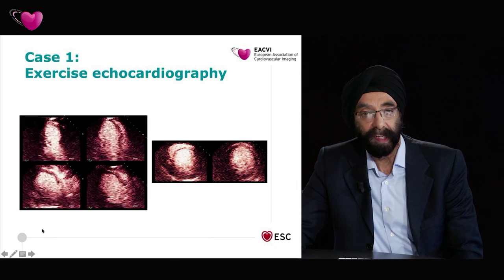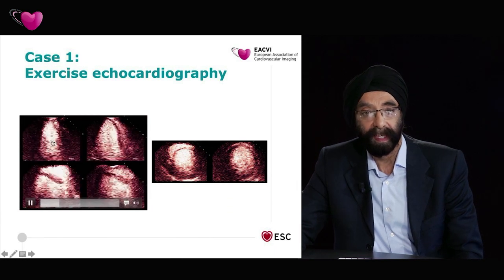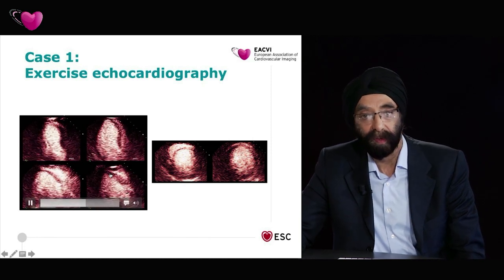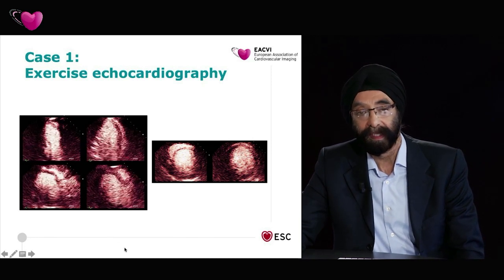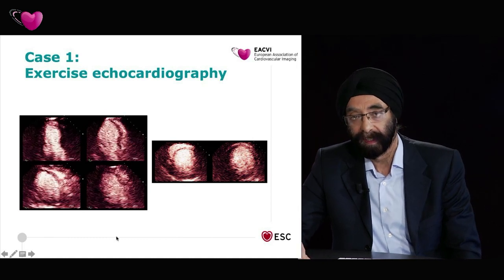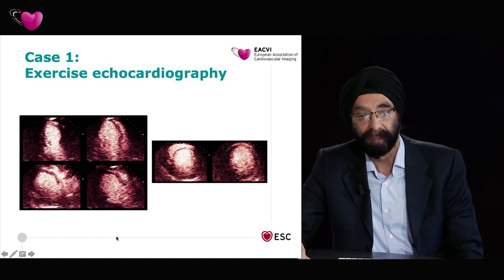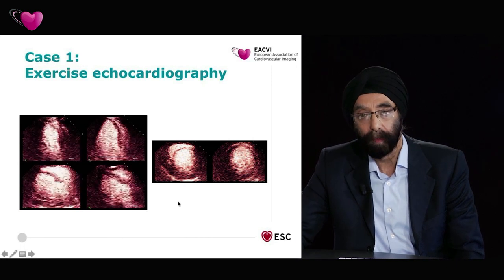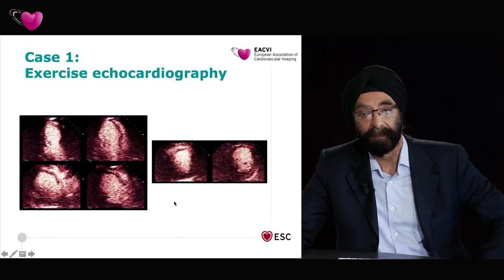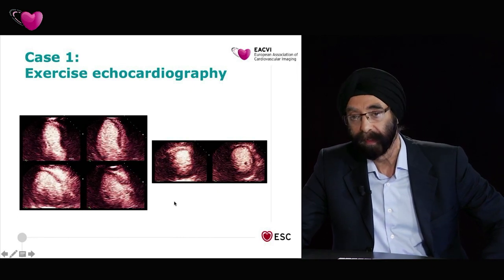The apical three-chamber view on the top, so again, resting images on the left, immediate post-exercise images on the right, and again, the same pattern of cavity dilatation and overall reduced contraction of all of the left ventricular wall. So here there is global impairment of left ventricular systolic function rather than a specific single regional wall motion abnormality.